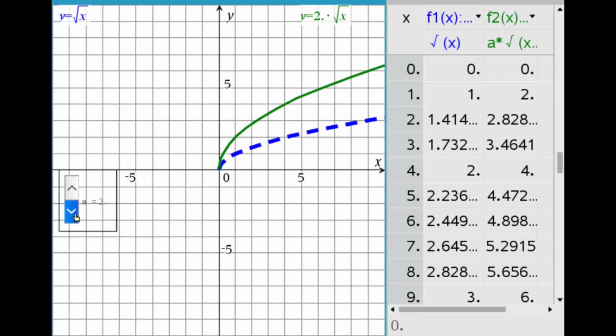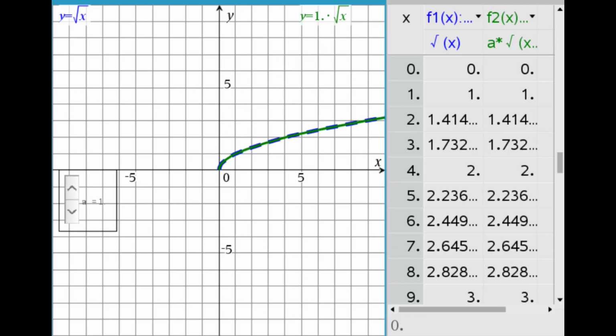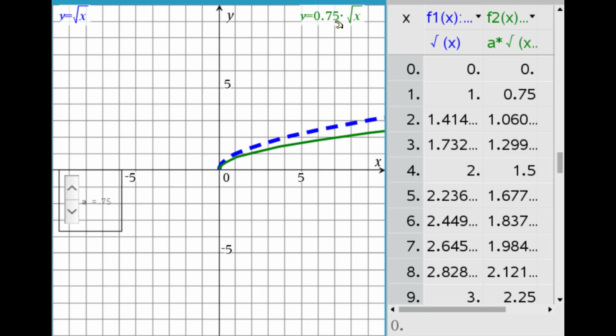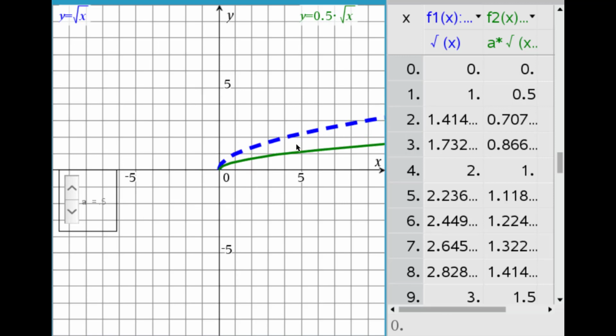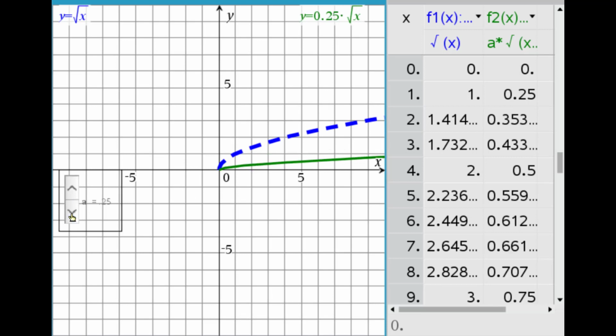So let's go ahead and look at values between 0 and 1. Here the step size is going to be 1/4. So let me make a smaller. So there's y equals 3/4 times the square root of x. Y equals 1/2 the square root of x. Notice how it's not going up so fast. Y equals 1/4 square root of x. Almost looks like a straight line, but it is not.